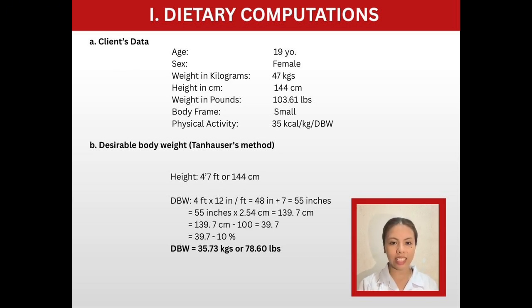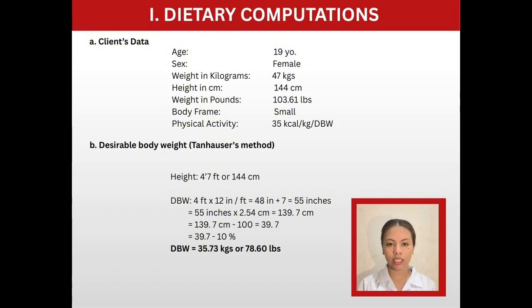Firstly, on our client's data, our client is 19 years old, female, with an actual weight of 47 kilograms and a height of 144 centimeters or around 4 feet and 7 inches. In pounds, she weighs around 103.61 pounds and has a small body frame. Her physical activity level corresponds to 35 kilocalories per kilogram of desirable body weight.